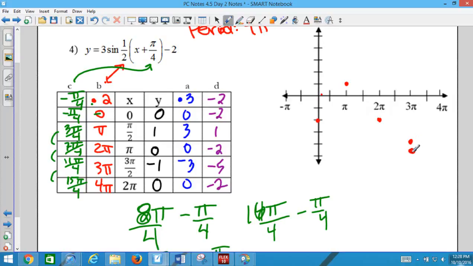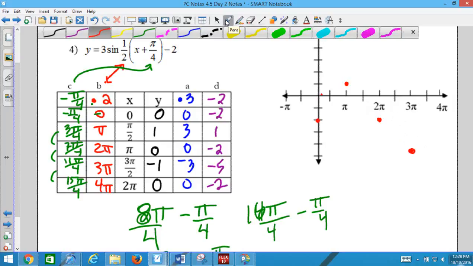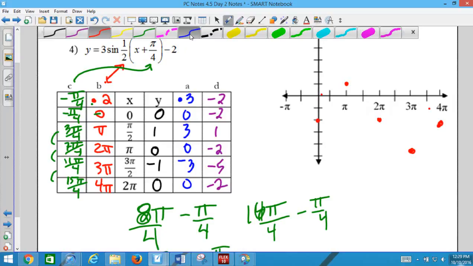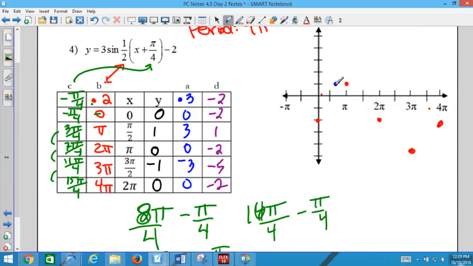Negative 3. Yeah, I know. And then 4 pi, negative 2 there. So those are like before the phase shift happens, and then the phase shift only goes over a quarter, pi over 4, which on my graph is how much? Like half of the. So instead of trying to figure out where 15 pi over 4 is, I'm just using these and going over half of a block.